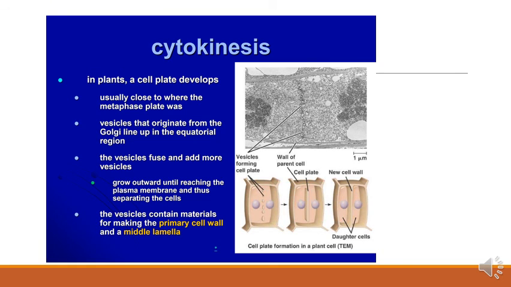But cytokinesis is different in a plant cell. In plant cells, a cell plate develops in the middle of the cell with the help of alpha glucuronic acid, which is produced by the Golgi complex. Vesicles that originate from the Golgi line up in the equatorial region. Vesicles fuse with more vesicles and grow outwards until reaching the plasma membrane, thus separating the cells. The vesicles contain material for making the primary cell wall and the middle lamella.